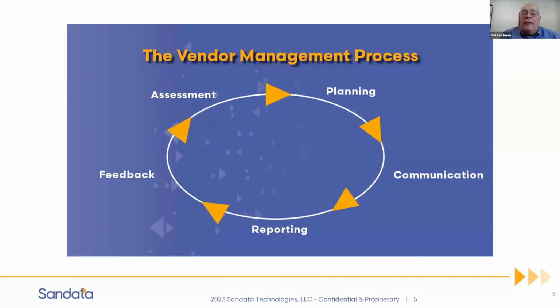So really what we have is a circle, because basically what you're doing is you're starting with an assessment, working your way through the process, going to planning, then communication, then reporting, then to feedback, and then going back into assessment again. Because what you're looking for is continuous improvement. You want to make sure that you are determining what your needs are, and the planning process comes out of the contracting process.